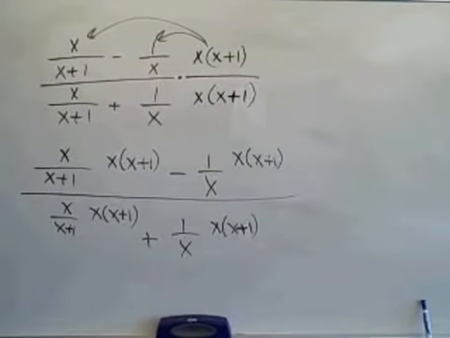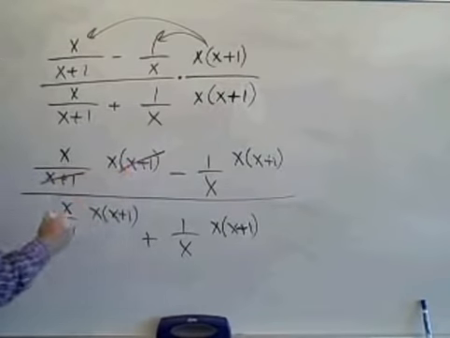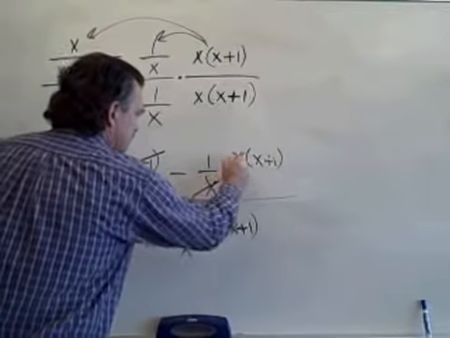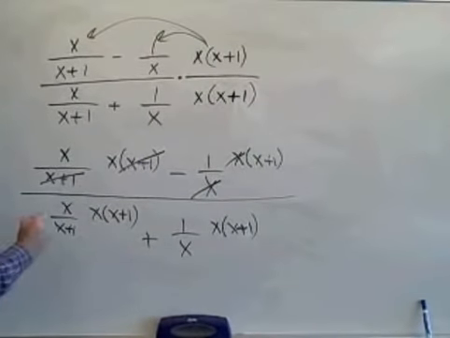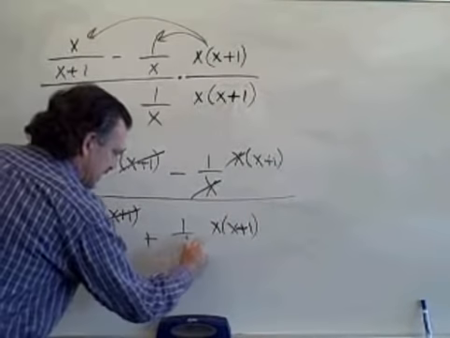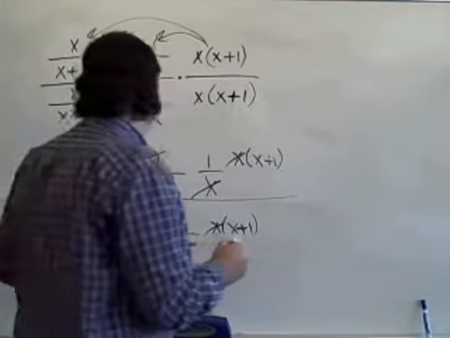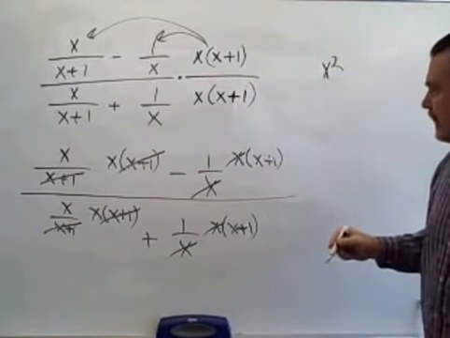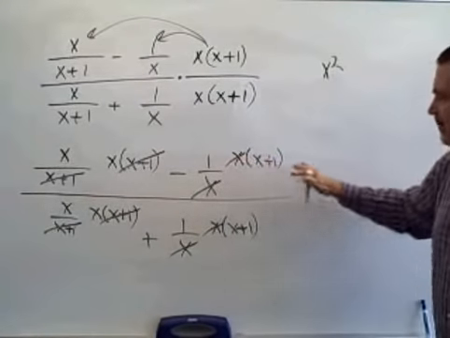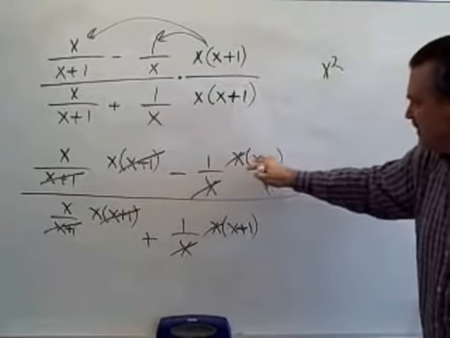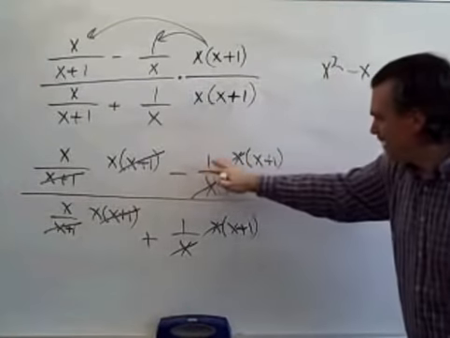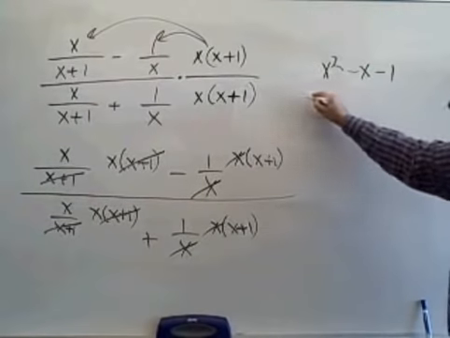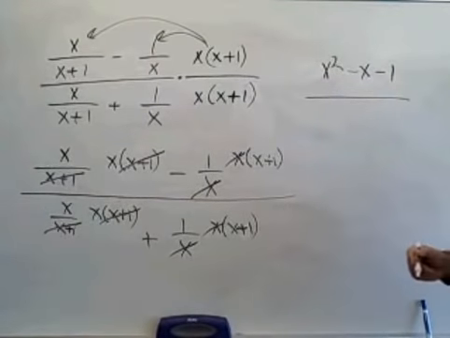And now let's look at whatever canceling we can do. Well, the x plus 1s will cancel here. The x's will cancel here. The x plus 1s will cancel here. The x's will cancel here. Now let's multiply what's left. What's left here? x times x, which is x squared. Minus 1 times the binomial x plus 1. So that's minus 1 times x, which is minus x, minus 1 times plus 1, which is minus 1. That's now the numerator of my new, less complicated fraction, my new simple fraction.